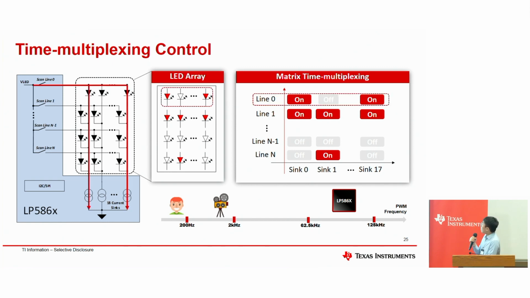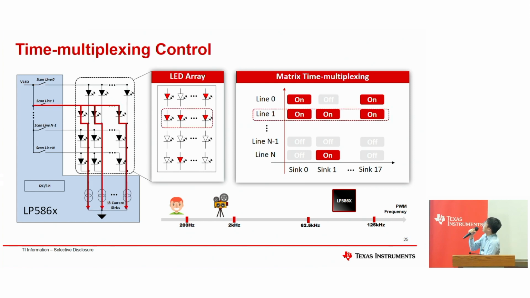It is a similar approach to time multiplexing control. At line 0, we only turn on sync 0 and the last one, sync 17. So you can see on the left that only the first and the last LEDs will be turned on. At line 1, we switch from 0 to 1 and turn on all of sync 0 to sync 17. Basically, we turn on all the LEDs on scan line 1, so at this moment you will see all the LEDs turned on.